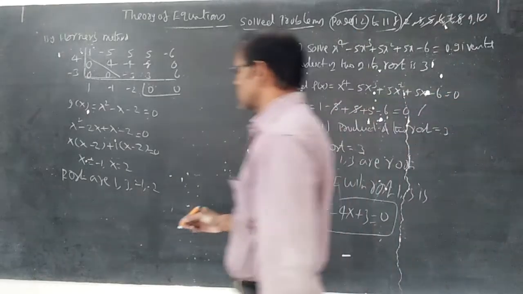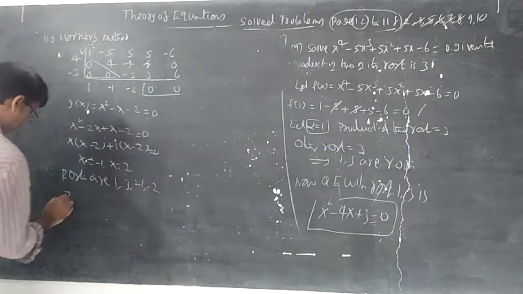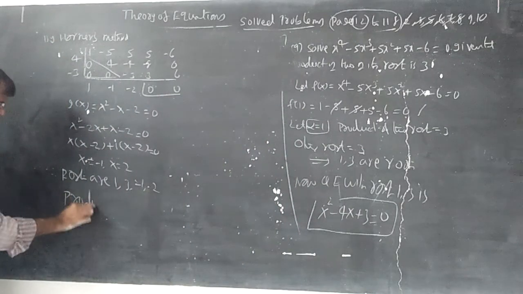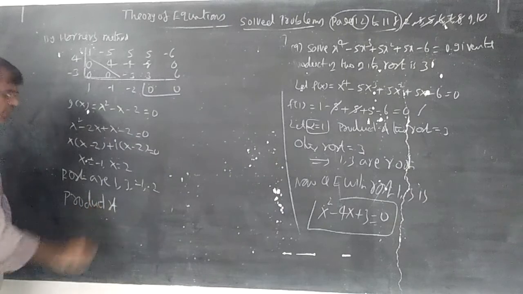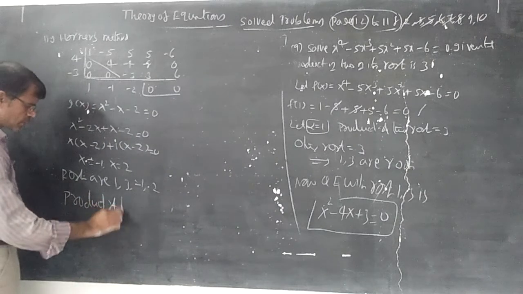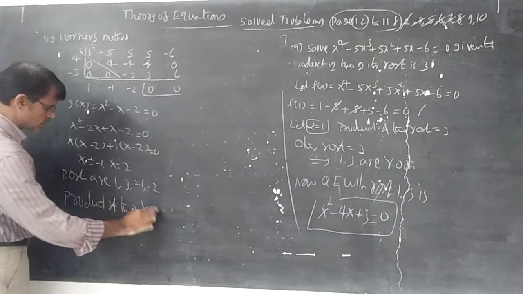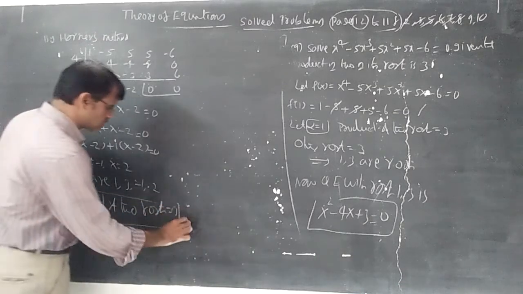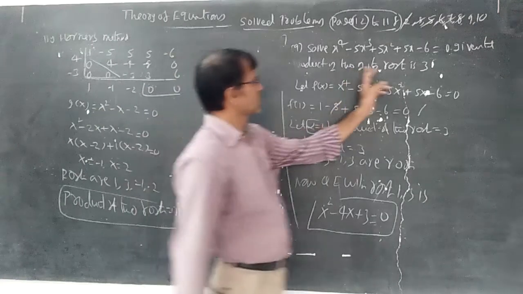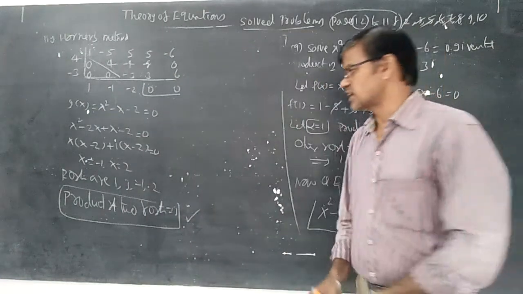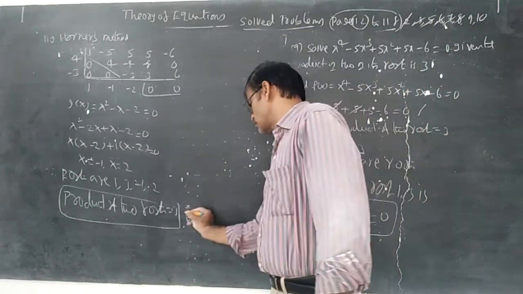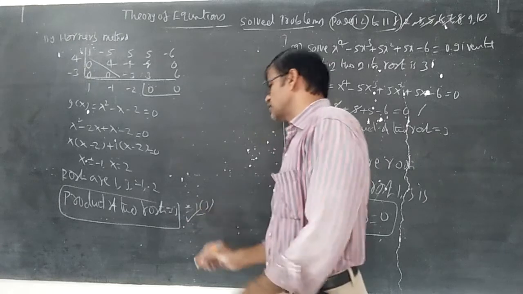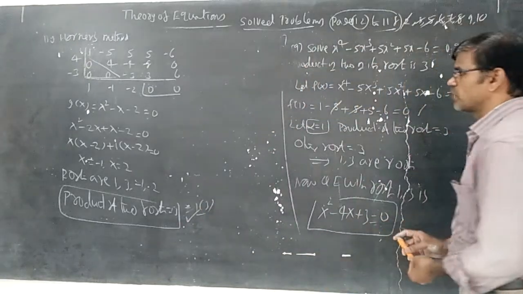So at last we should write the product of two roots. Whatever the condition he has given, we should write the product of two roots. Product of two roots equal to 3, like that. If you write whatever the condition he has given, the condition is satisfied. Because 1 into 3, you can write here also 1 into 3. So 1, 3, minus 1, 2.